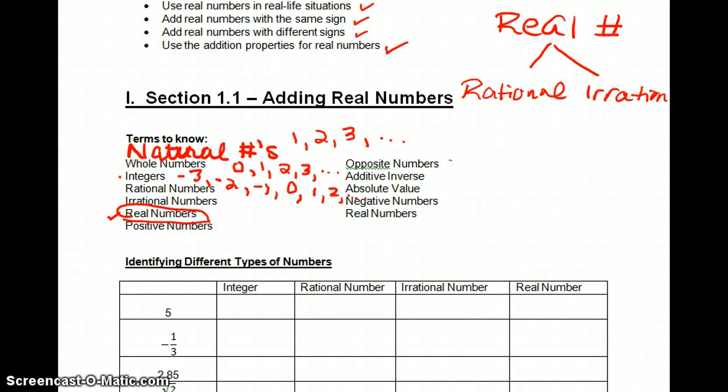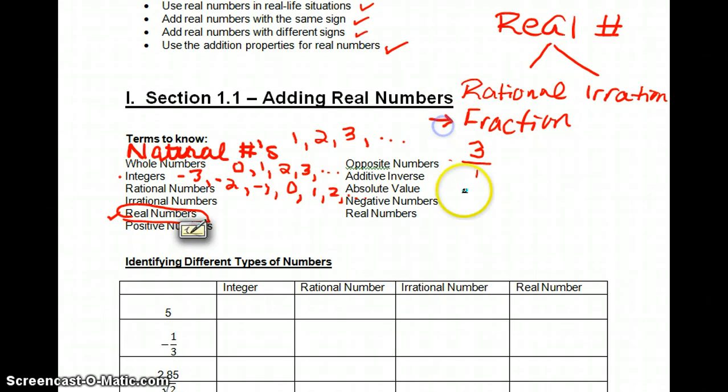Now, what is the difference between the two, you may ask? A rational number is any number in the real number system that can be written as a fraction. Any number that can be written as a fraction. We can take a whole number and write it as a fraction. If we have the number 3, we can make it 3 over 1. If we have the number 2, we can make it 2 over 1. Negative 5 can be negative 5 over 1. Those can all be written as a fraction. So if your number can be written as a fraction, it is automatically a rational number.